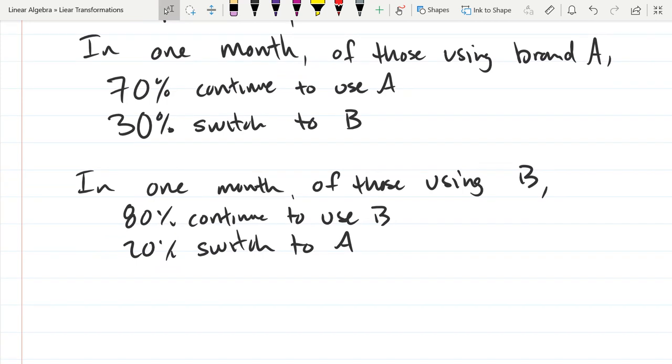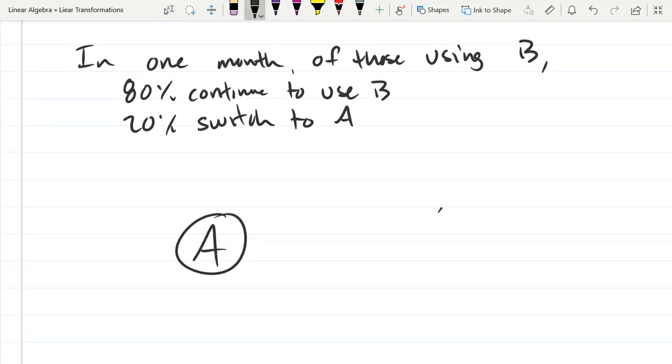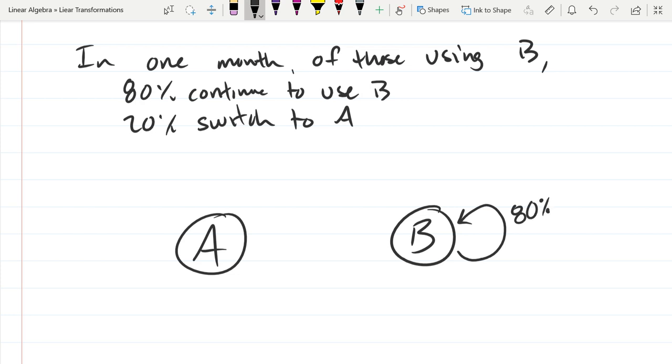All right, so we're going to draw up a little system here of people who are using A and using B. Basically it's going to be a flow diagram. It's going to show how things change in 1 month. So we'll do the A users on the left, the B users on the right. Of those using B, 80% continue to use B, so I'm going to draw one arrow. And that's going to be 80%. 80% is annoying to write, so I'm going to write 0.8. That requires a lot less ink. So 0.8 continue to use B. And then we have that 20% that's going to go back to A.